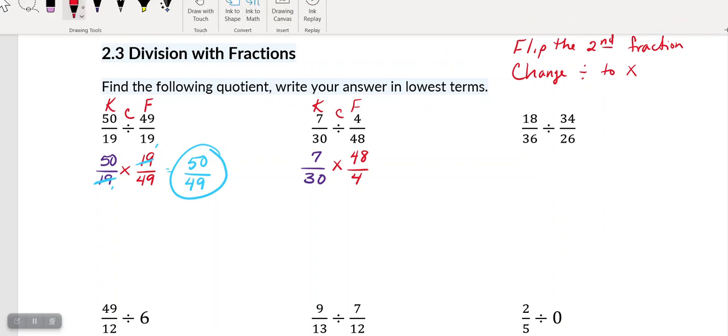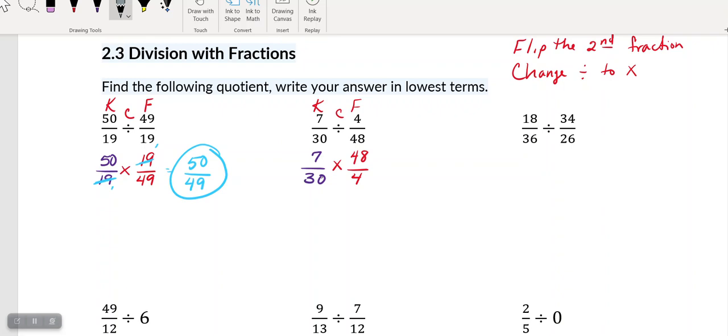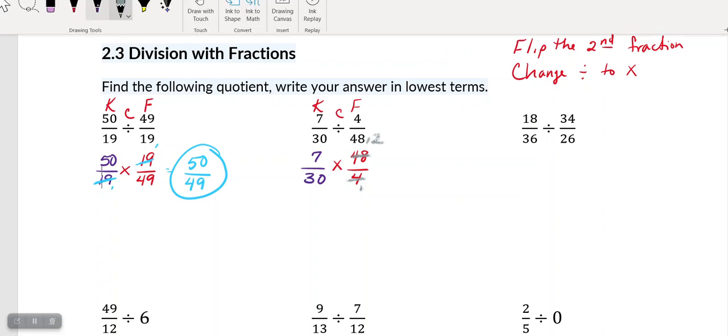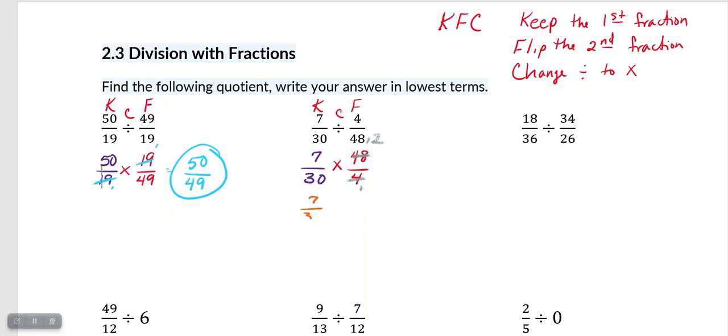Now, we can do this two different ways. We can cancel. Like I know 4 goes into 4 one time. 4 goes into 48 12 times. That leaves me with 7 over 30 times 12 over 1. And then I also know that 3 goes into 30 and 3 goes into 12, and I cancel it one more time.